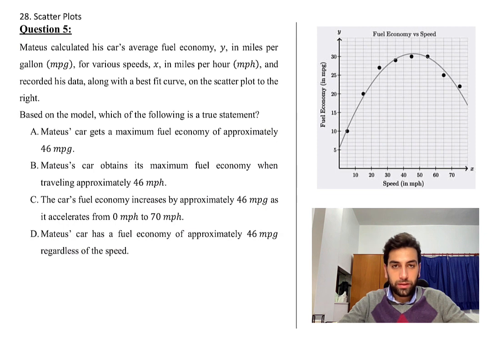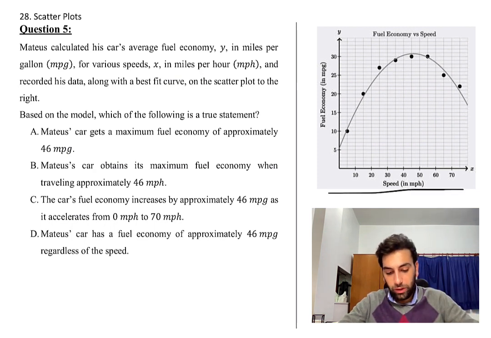Last but not least, question number 5. Matthew calculated his car's average fuel economy Y in miles per gallon for various speeds X in miles per hour, and recorded his data along with a best fit curve on the scatter plot to the right. Based on the model, which of the following is true? So now let's look at this scatter plot.